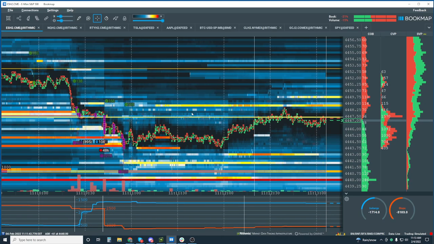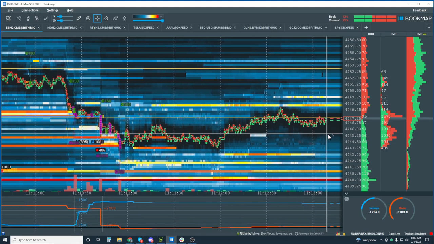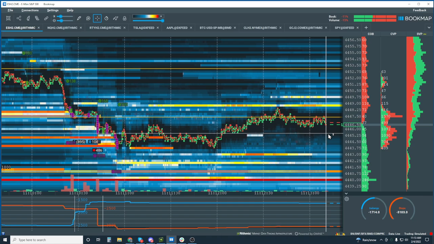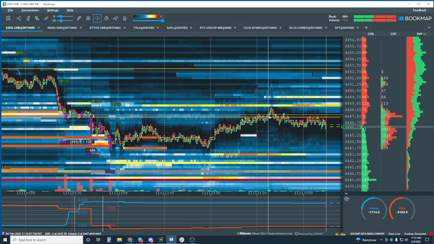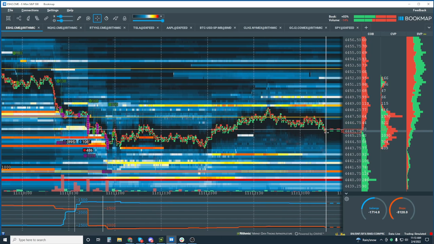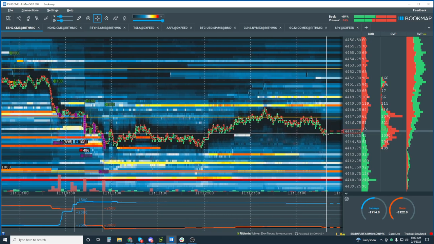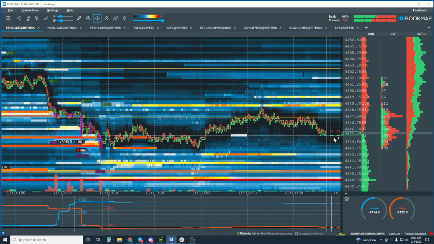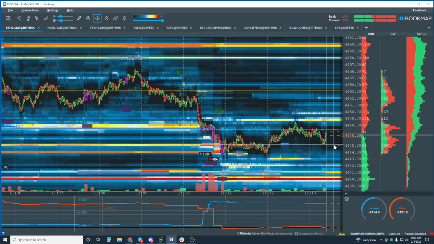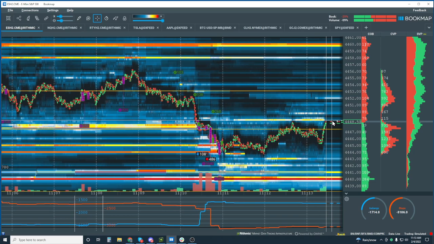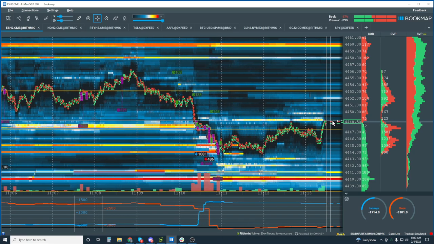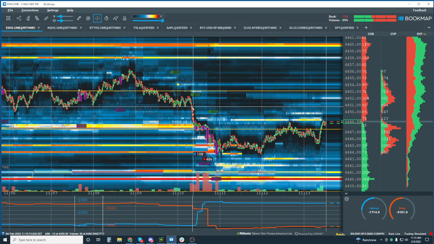Okay, scenario one, due to the stop run here in the sweep. We've got to get back up above this line here. If we don't, and we see the sellers come in, which is what they are doing, we're going to get our continuation. And now we're going to get our buyers at 49, and they're going to be searching for stops as well.